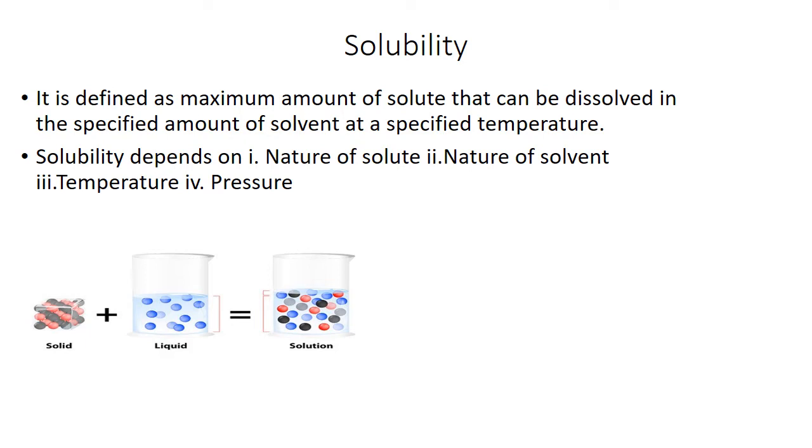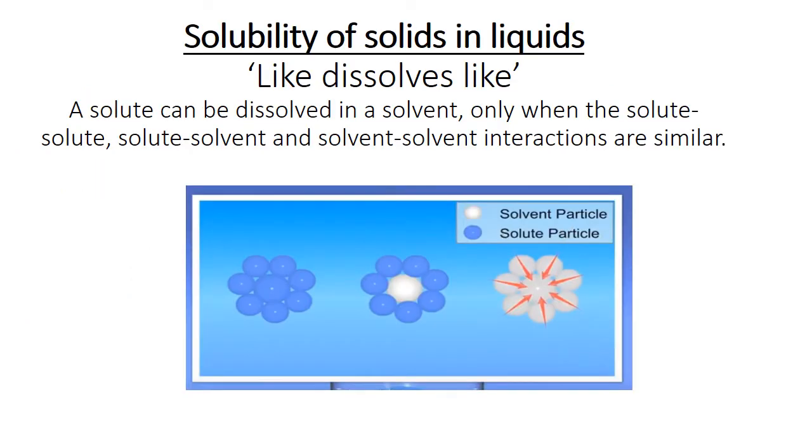Solubility is defined as the maximum amount of solute that can be dissolved in a specified amount of solvent at a specified temperature. This solubility depends on the nature of the solute, nature of the solvent, temperature and pressure. Now let's focus on solubility of solids in liquids.